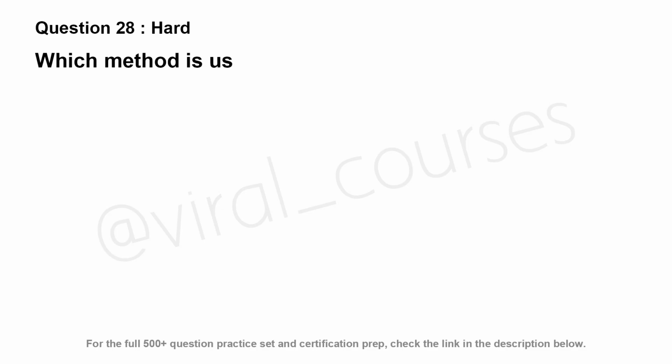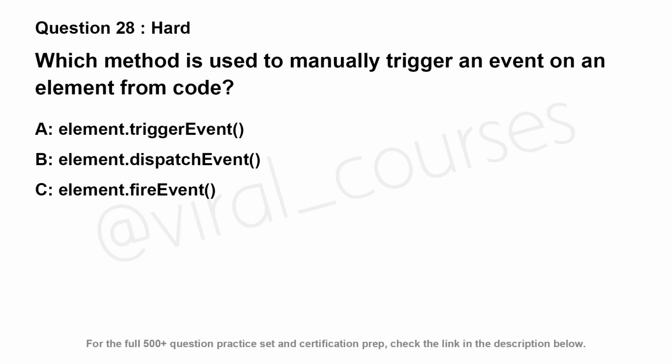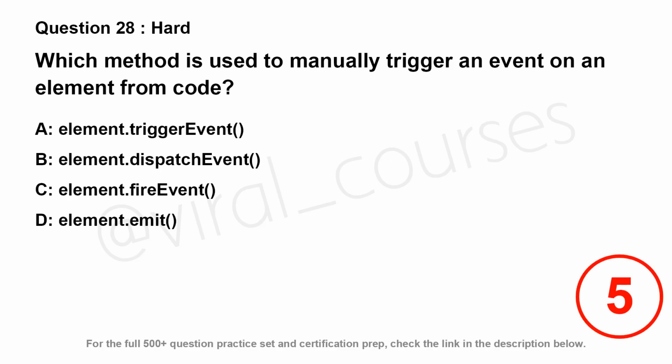Which method is used to manually trigger an event on an element from code? Option A. element.triggerEvent. Option B. element.dispatchEvent. Option C. element.fireEvent. Option D. element.emit.